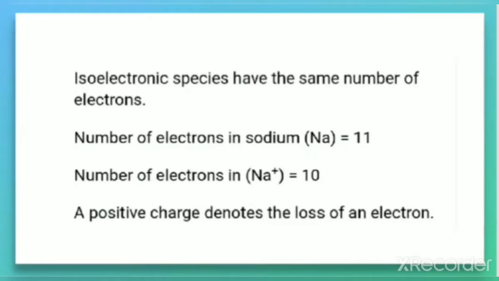So let us find out the number of electrons. First of all, we'll find it for the sodium atom. The sodium atom's atomic number is 11, so it has 11 electrons. But in the case of the sodium ion, because a positive charge is found, there is a loss of one electron. When we remove one electron from 11, we get 10. So the sodium ion has one electron less than the sodium metal. We can say the number of electrons in Na plus ion is equal to 10.